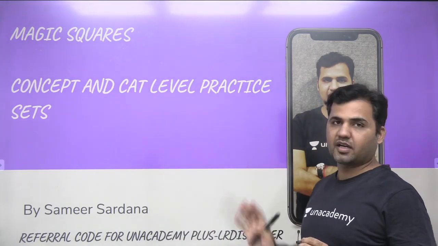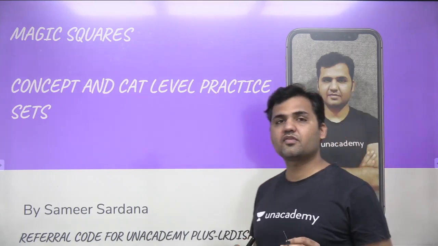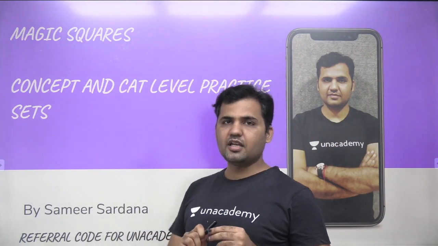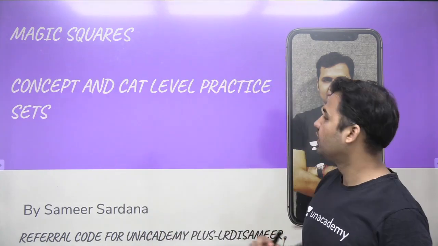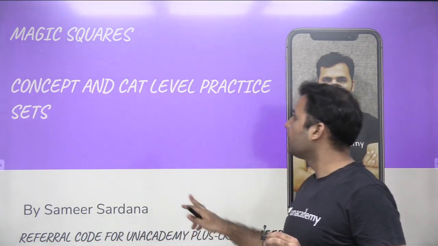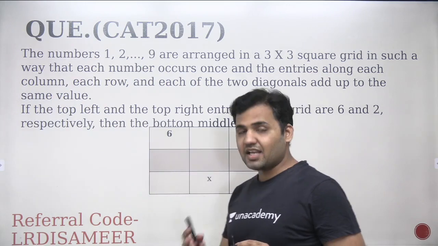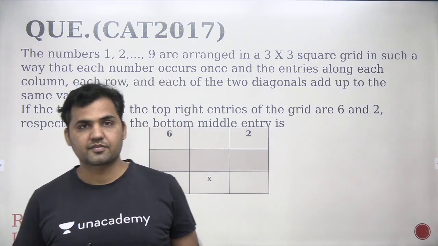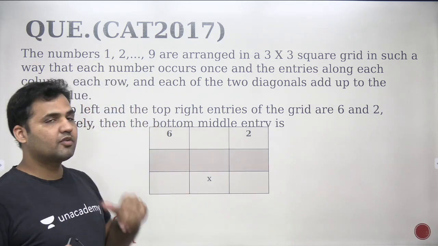So we will be discussing the concept and a CAT level practice set. I will also be discussing the set which came in the previous year CAT paper. I guess that set came in CAT 2018. So we'll have a discussion on that set too. Right, let's start. So what exactly is the meaning of magic square?